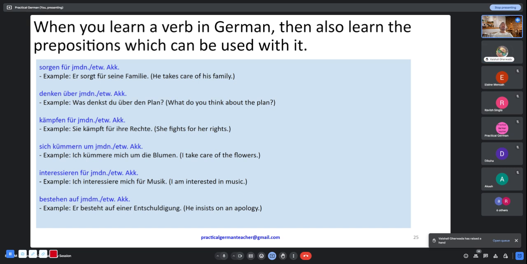Where else can you use it? Like, you should take care of your grammar. You should take care of your health. Du solltest dich um deine Gesundheit kümmern, something like that. You should take care of your mental health. Du solltest dich um deine mentale Gesundheit kümmern, something like that.